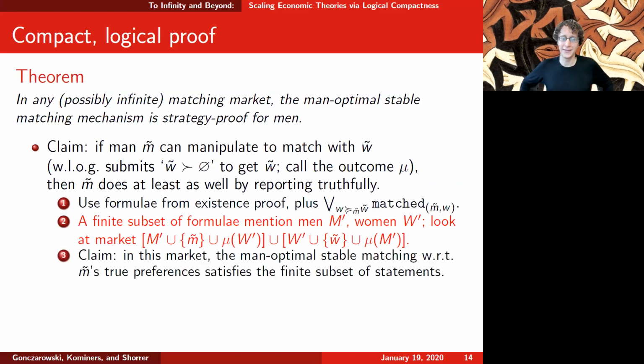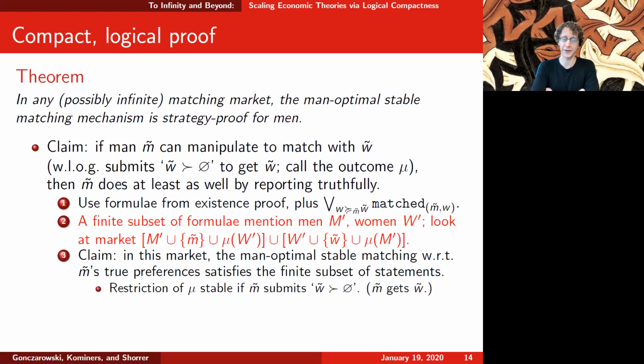I claim that in this finite market, the man-optimal stable matching with respect to M tilde's true preferences is going to satisfy the finite subset of statements. Note that by moving around the set of M's preferences, switching back and forth between the true preferences and this W tilde preferred to null, I'm also telling you how well he would do under a manipulation. So how do we prove that the man-optimal stable matching with respect to these true preferences satisfies the finite subset of statements?